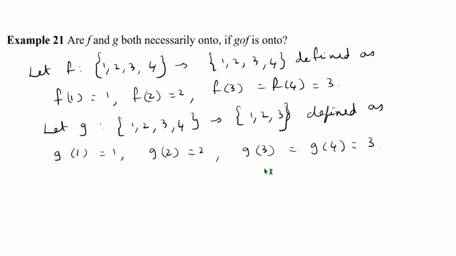Here we can see that g is onto because all the elements 1, 2 and 3 have a pre-image. On the other hand, f is not onto. But we can see g of f is onto. So we got g of f is onto, but f is not onto.